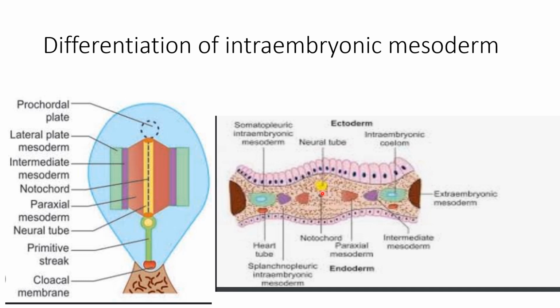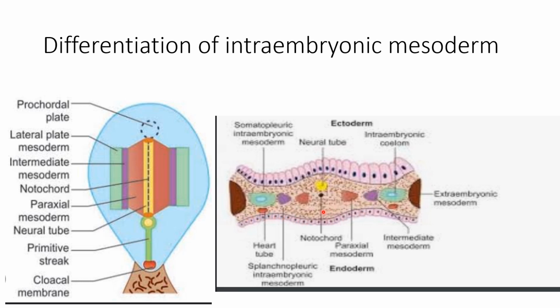Now let us see how the intraembryonic mesoderm is differentiated. So here we can see a trilaminar germ disc. This is the ectoderm. Then this is the intraembryonic mesoderm. As the mesoderm is lying within the embryonic disc, it is called intraembryonic mesoderm, and this one is the endoderm. So we can see the three germ layers here: ectoderm, then the intraembryonic mesoderm, and the endoderm.